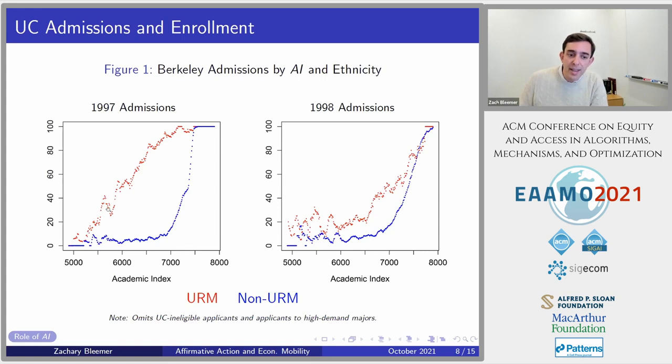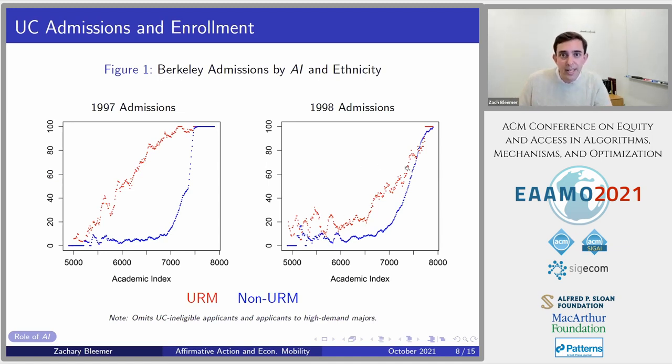And then even in that intermediate READ range, you can see that, for instance, for students with a 6,500 academic index, Black and Hispanic students had an 80 percentage point likelihood of being admitted to Berkeley, where white and Asian students had almost a 0% chance of being admitted. That changes very dramatically in 1998. This is not a light touch policy. This is providing very large admissions advantages to a large number of applicants.